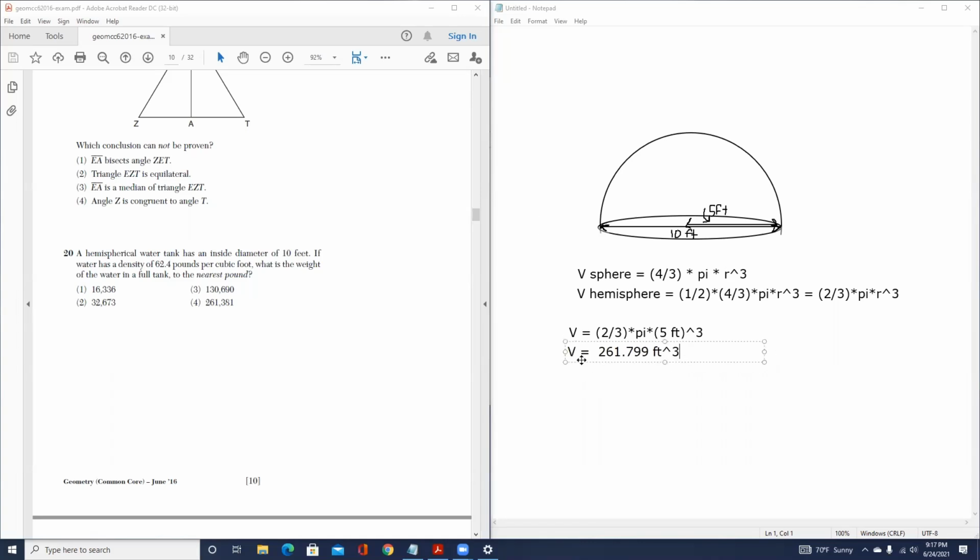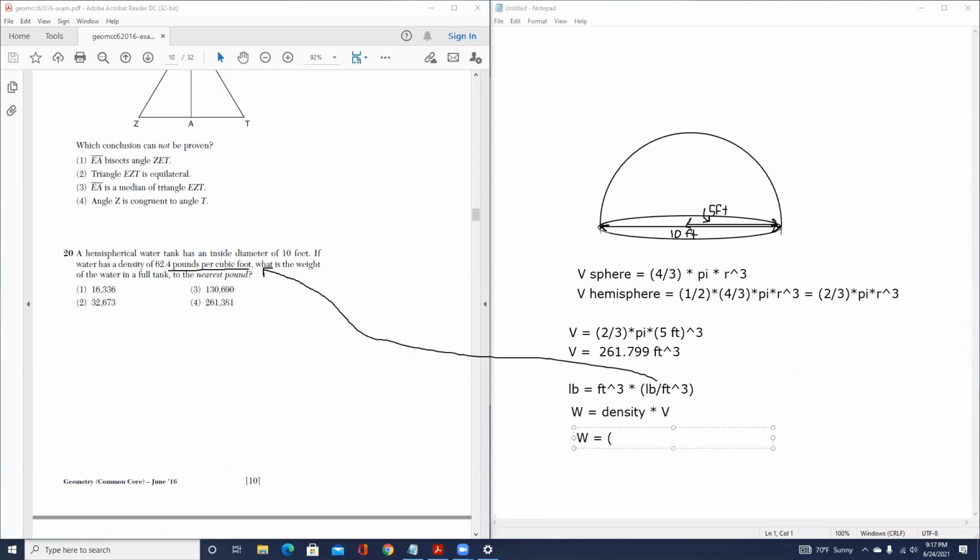Now, in this case, we know that we want the weight of the water, which is measured in pounds. So we're going to represent this by another dimensional analysis, which has our volume in feet cubed times pounds per foot cubed. If you recognize the units, that is equal to our density. I'm using W to represent the weight.